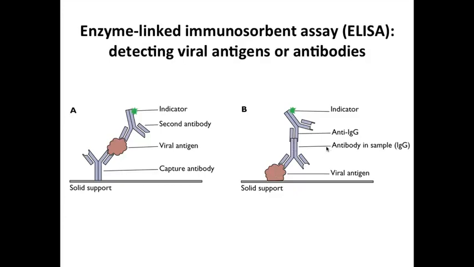And then if you pass the serum sample over this solid support, if there are antibodies to the virus, the antibodies will stick to the viral protein. And again, you detect the presence of those attached antibodies with a second antibody that is attached to an indicator. Again, some kind of color change that will result.